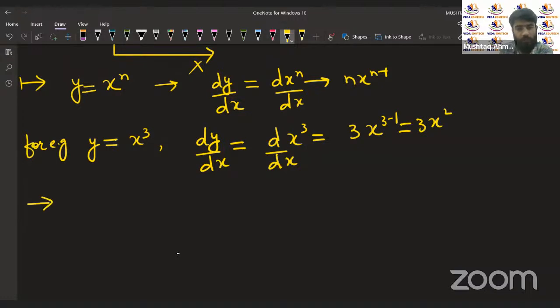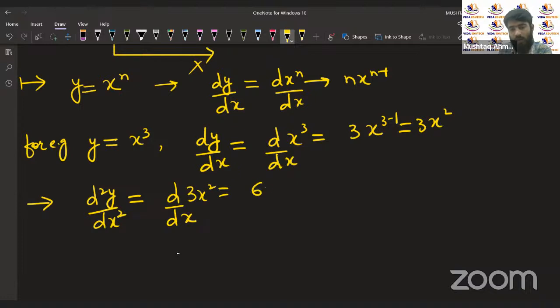And similarly, if we calculate the second derivative of this function, that is d by dx of 3x squared, it will be nothing but 6x.